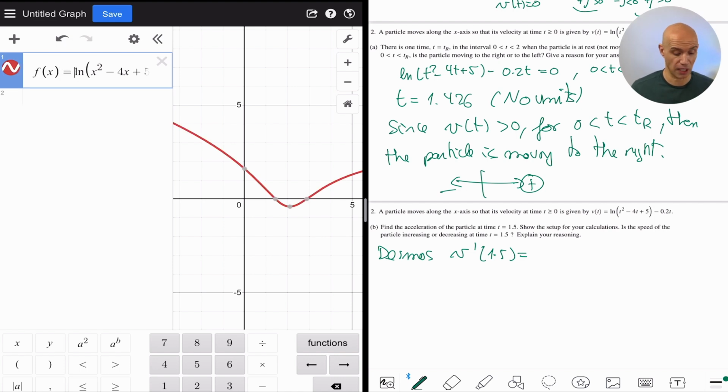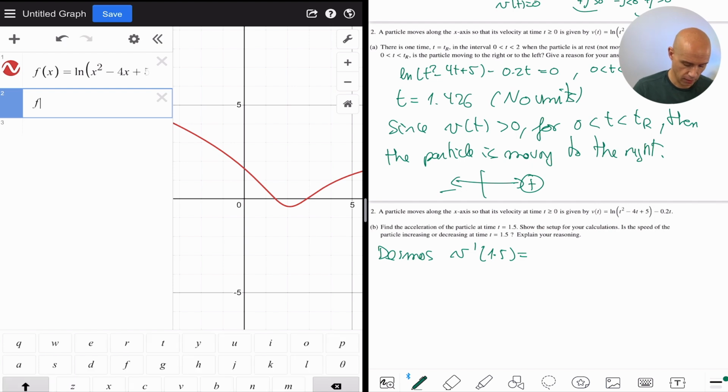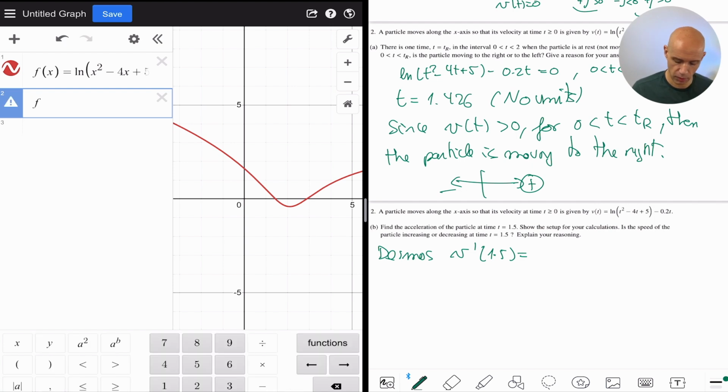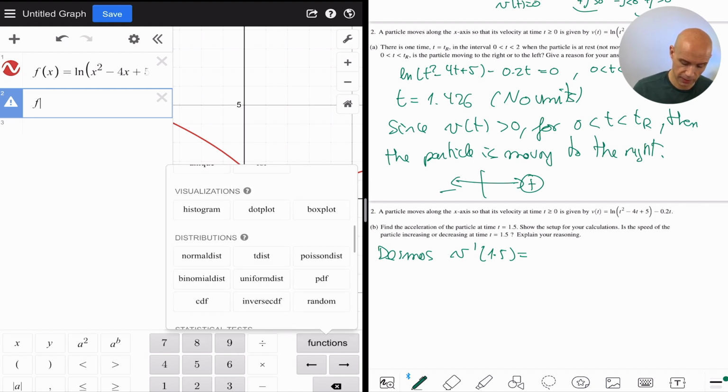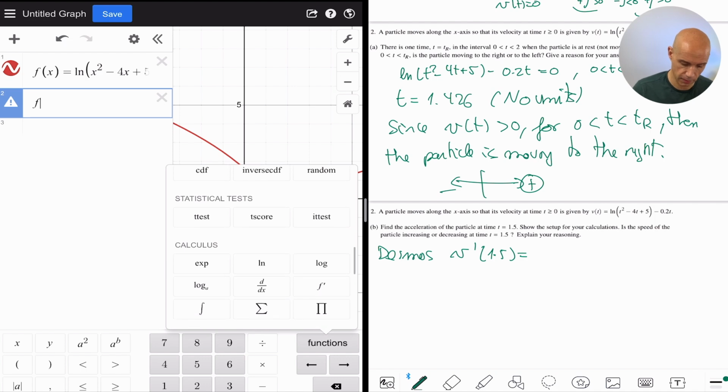So here we have the function again, the same thing. Now the next thing that we want is f prime. So you go here and say f, and then you say, well, I need a prime. If we would have this full screen, you would find the prime on your keyboard. But otherwise, you go to functions, you scroll down a little bit.